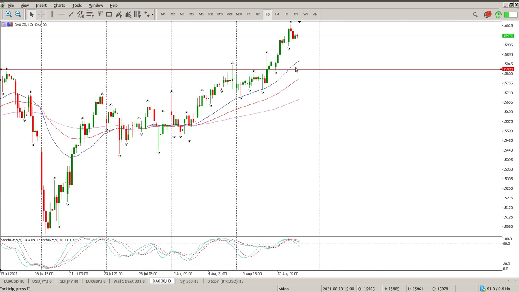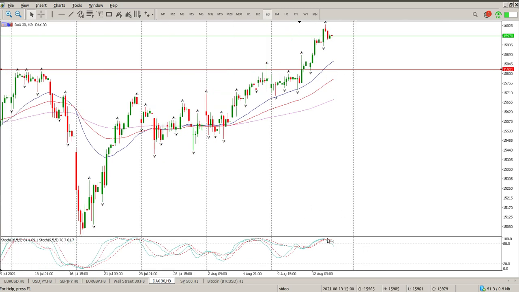So this is clearly the area that I'm paying attention to, and that's 15,821. Oscillators at the moment have crossed over, indicating a potential move to the downside. And there is a trend line here as well. So there's a trend line, and then we have another one here like that. So those are the trend lines that are in play right now.